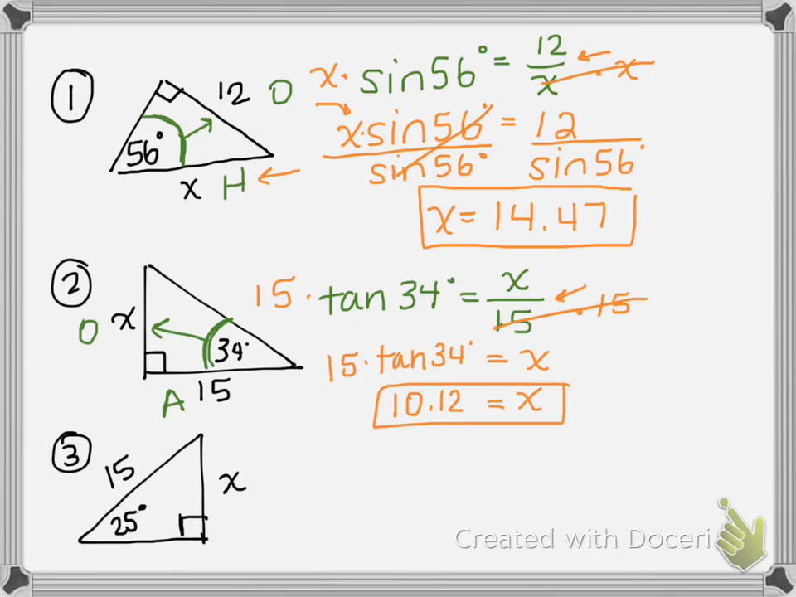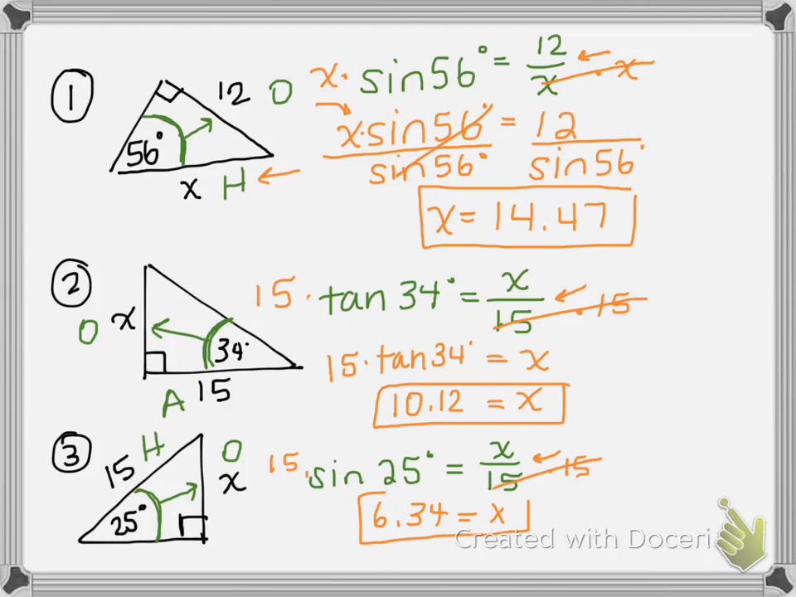And finally, you have your angle of 25 degrees. You have opposite and hypotenuse again. So you're going to use sine of 25 degrees equals x over 15. And so then we're dividing by 15, so we're going to multiply by that bottom number to get it out of there. So x equals 15 times sine of 25, which is going to be 6.34. So that is how you find the missing side length for right triangles using the trig ratios.